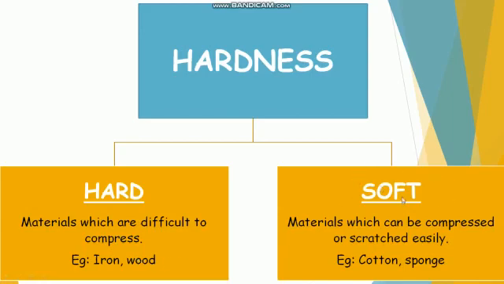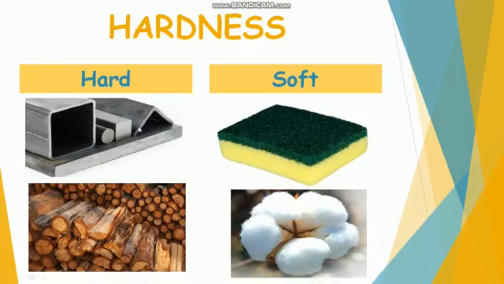Whereas the soft materials are those which can be compressed or scratched easily. You can tear them, you can compress them easily. For example, cotton and sponge. Here you can see the metal, they are very hard materials, so they cannot be compressed. The same with the wood. They cannot be pressed or compressed. But when we talk about the soft materials, there are sponge and cotton which can be pressed or compressed easily, and they are very soft to touch also.